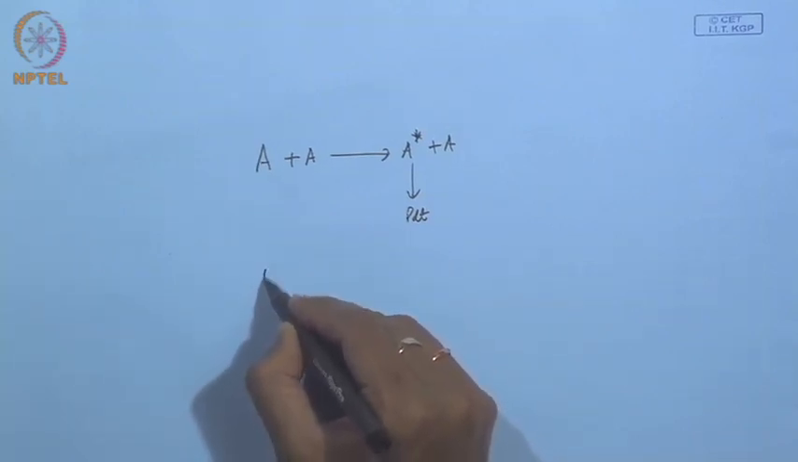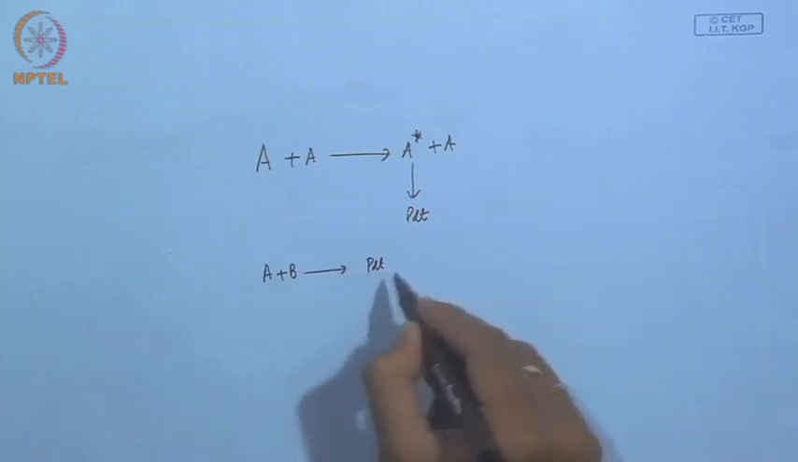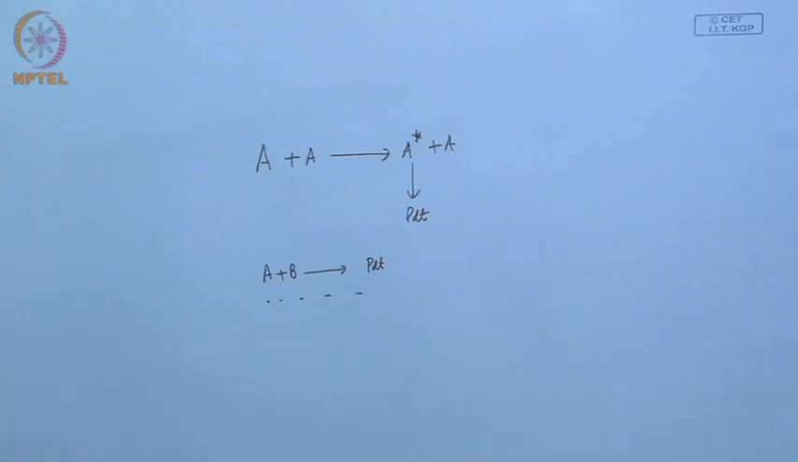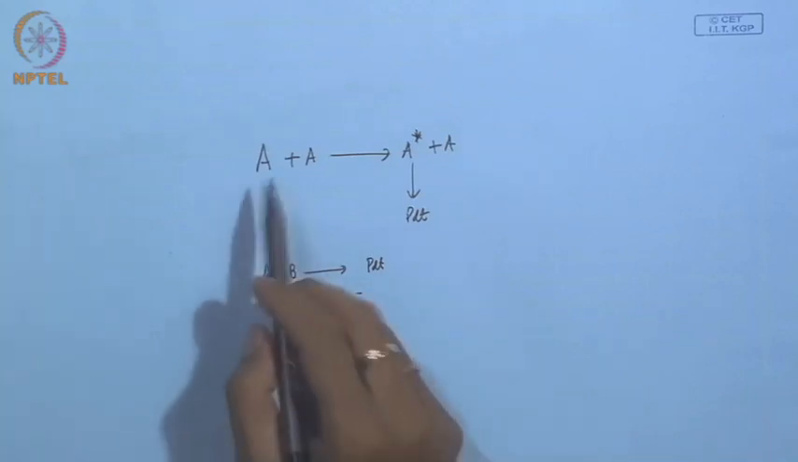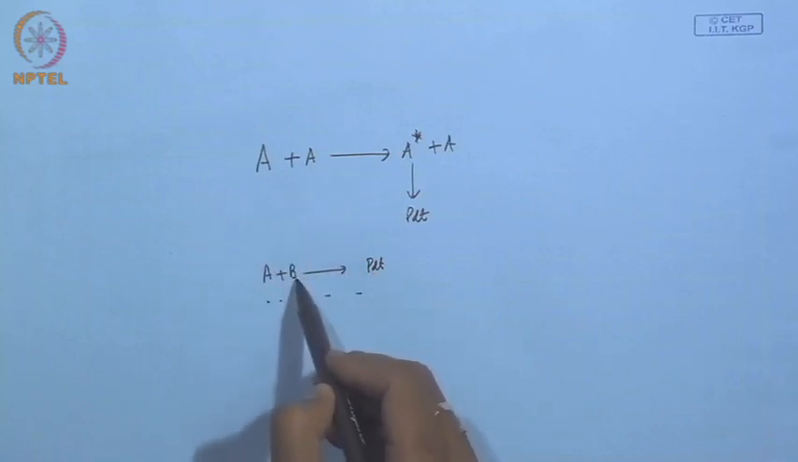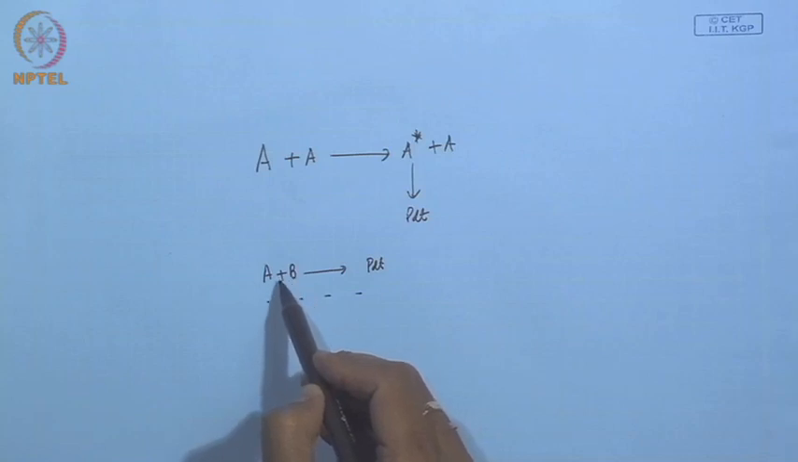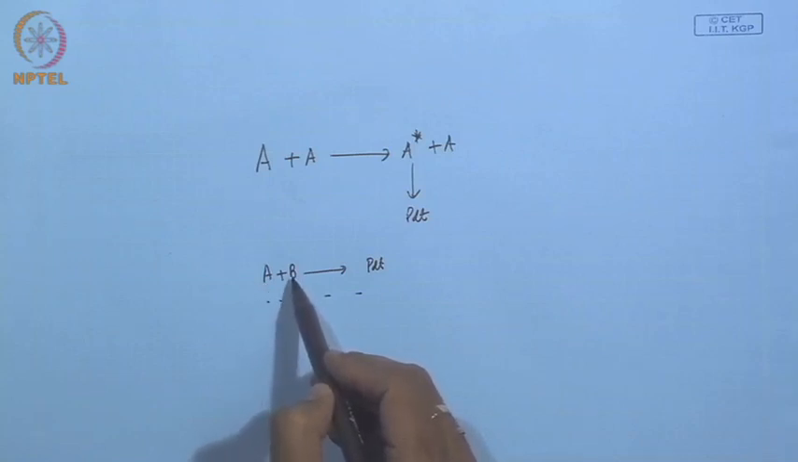Another situation can be A plus B giving rise to your product, or maybe several of this sort. So, where you see that your reactants are, this is one chemical substance, this is another chemical substance. A is a chemical substance, B is another chemical substance. So, this is a reaction between two chemical substances.